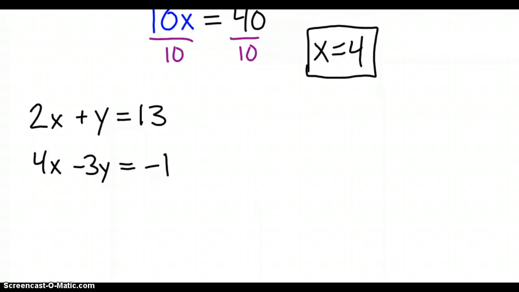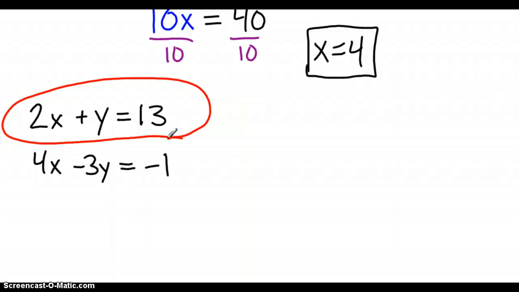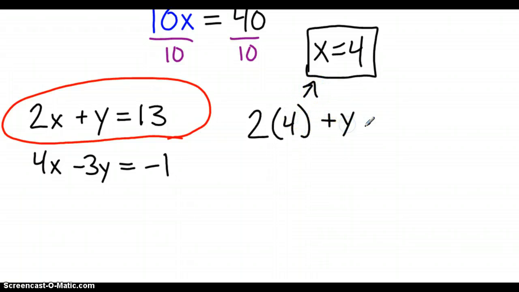So when I'm doing this, I'm going to want to pick the equation that's easiest to solve for y. It looks like it's going to be this first one here. Right, y isn't being multiplied by negative 3. This will offer me an easier path to my answer. So what I'm going to do is take this equation, but instead of x, I know that x is 4, and this came from right there.